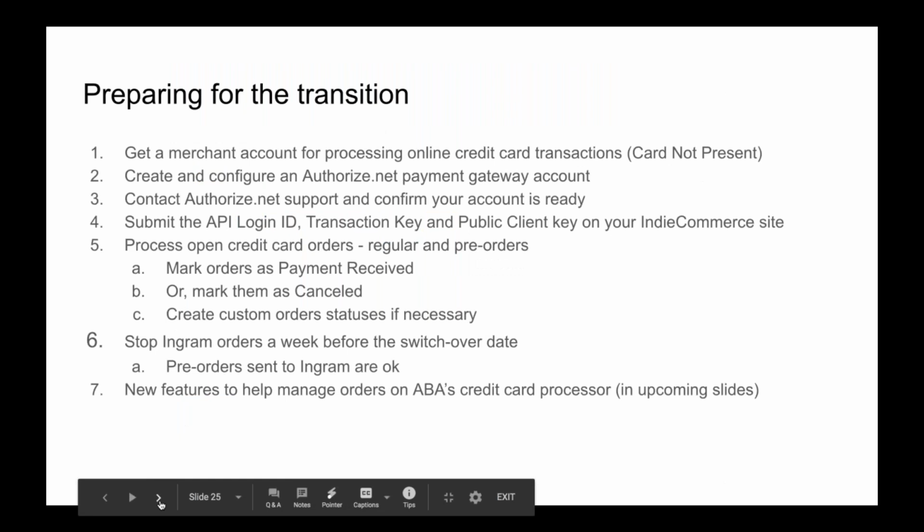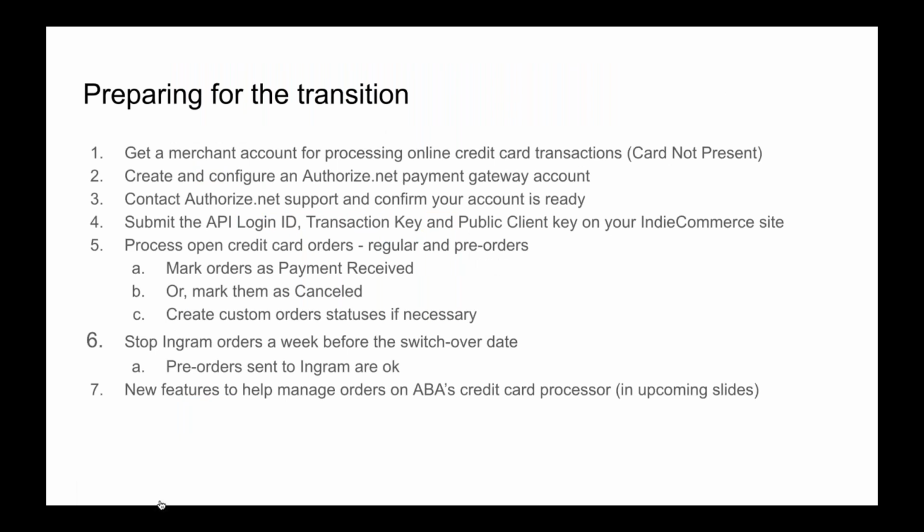Okay, now what do you do to prepare for this transition? First, you are going to get your merchant account, which can process online orders. This is what they call the card not present transaction. Then you get your authorize.net account and configure it. Contact authorize.net support and make sure that your account is ready and in live mode. Sometimes authorize.net can place a test transaction between your authorize.net account and your credit card processor to make sure that side of the connection is good, because from where we are, we cannot check that. So authorize.net can help you with that check.